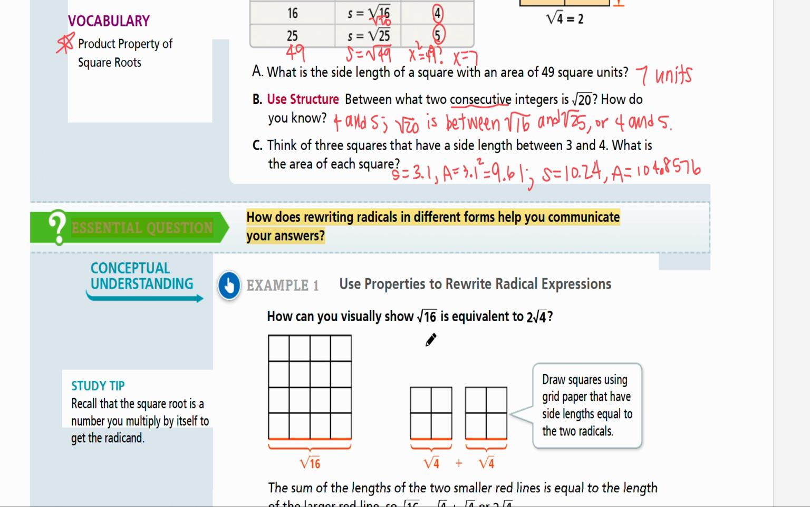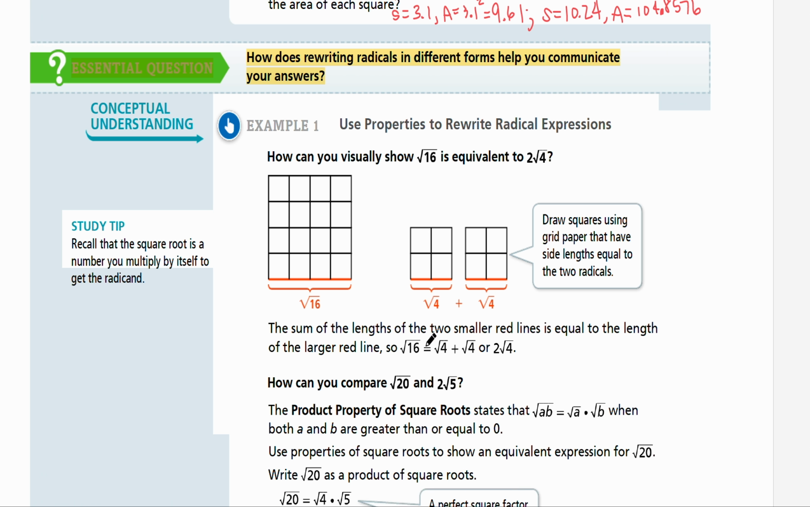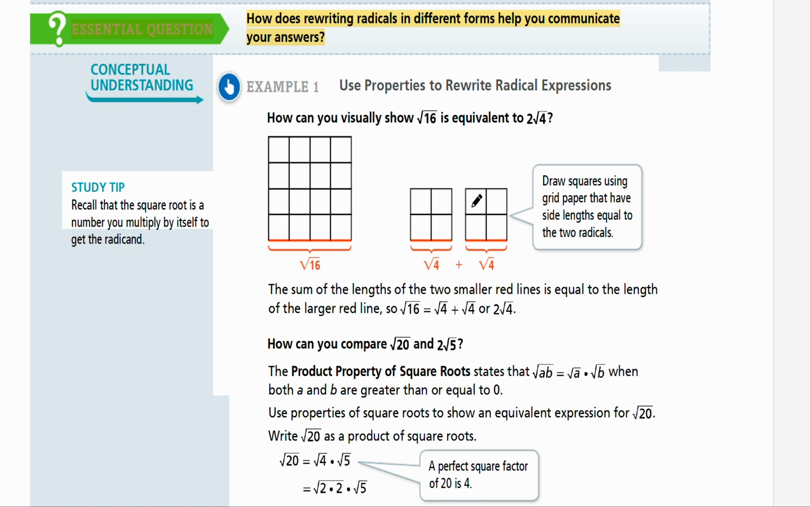Use properties to rewrite radical expressions. How can you visually show root 16 is equivalent to 2 root 4? So 16 is going to be the area of the square, and the square root of 16 would represent each side, right? So how can you visually show this is equivalent to 2 times root 4?